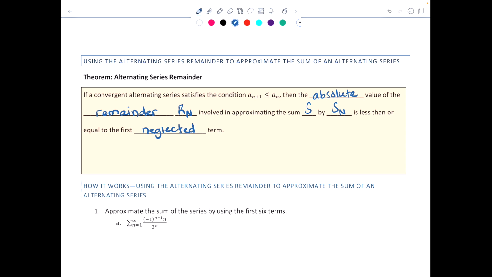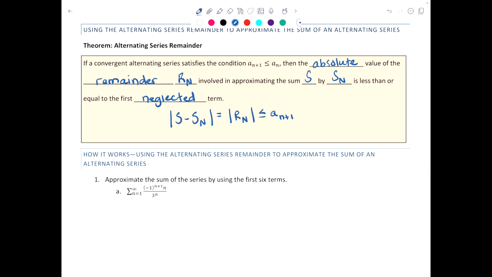So basically you've got this situation. Absolute value of S minus S sub capital N is equal to absolute value of R sub N, which is less than or equal to a sub n plus 1, which is our first neglected term. All right, so what we're going to do for these, just as a time saver, is we're going to assume these series converge. If you want to, for fun, you can run the test, but I checked them and they do converge.